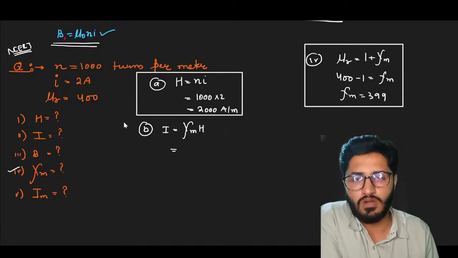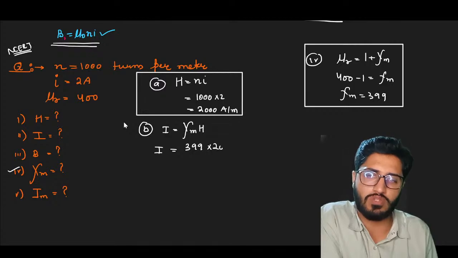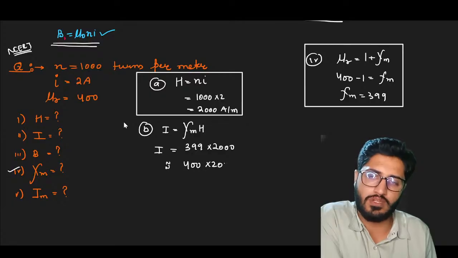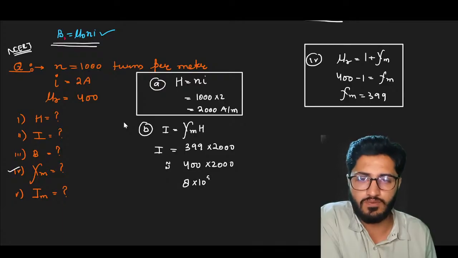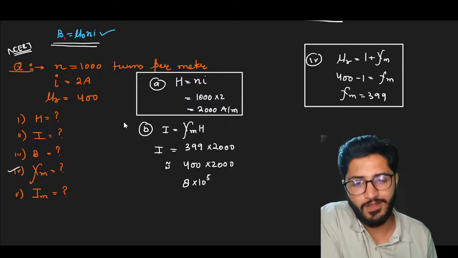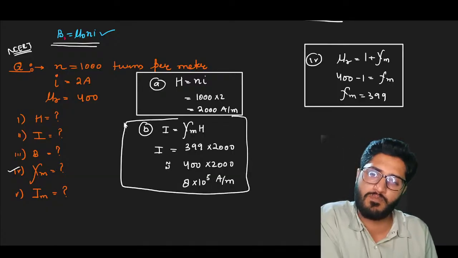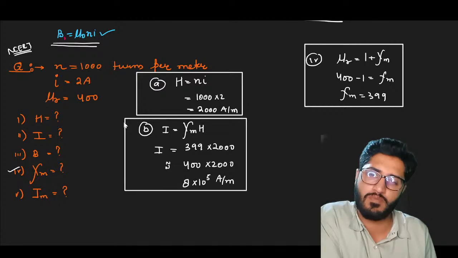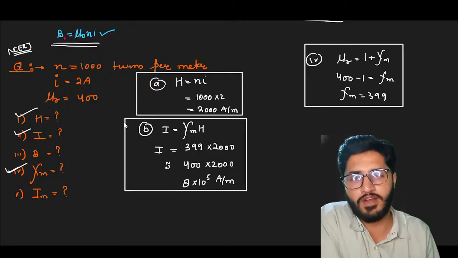Okay. Now I is chi times H, 399 into 2000. Approximately, I will take 400 into 2000. So it came out to be 8 into 10 to the power 5. And unit is ampere per meter. Okay. So now H is done, I is done. Now we have to find out B.